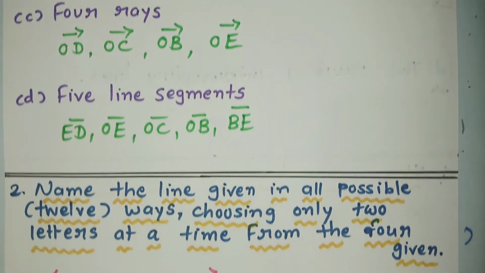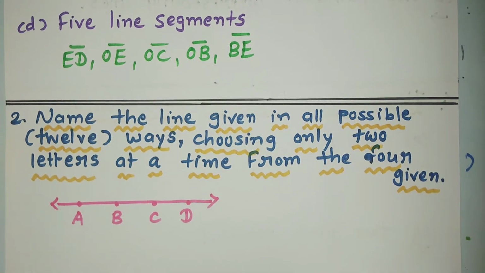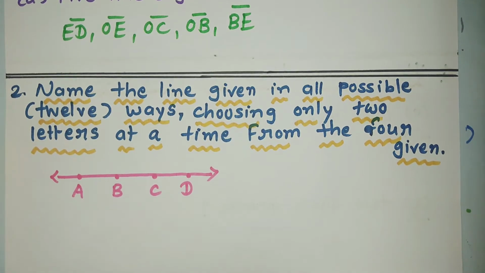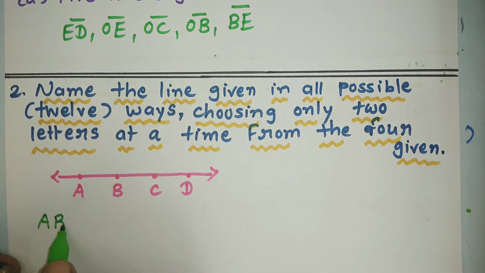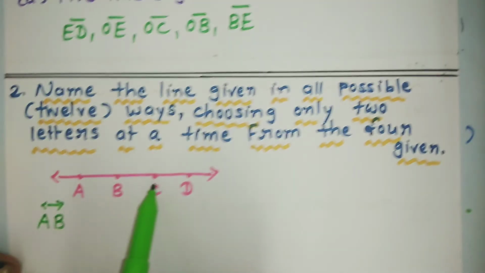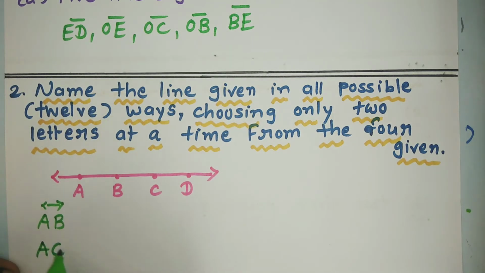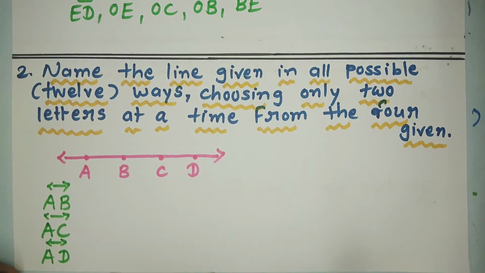Question number 2. Name the line given in all possible 12 ways, choosing only 2 letters at a time from the 4 given. This line is given. I have to write the name of this line in 12 different ways. So I'm starting from this point A. I can say AB. Look at here carefully. AB, AC, then AD. In 3 ways done.